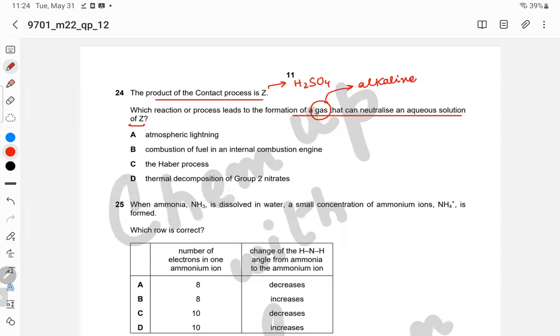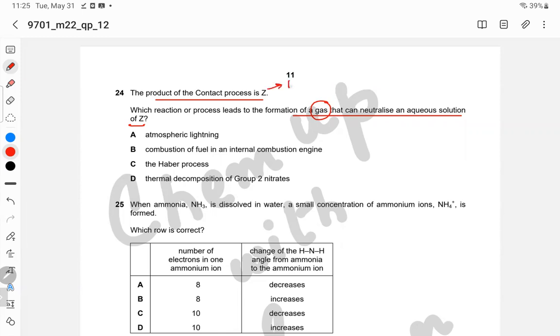No, sorry. Sorry, 1 minute. It's a contact process. I was thinking about the... no, it's a contact process. Okay. I'm mixing up the contact process and the Haber process.